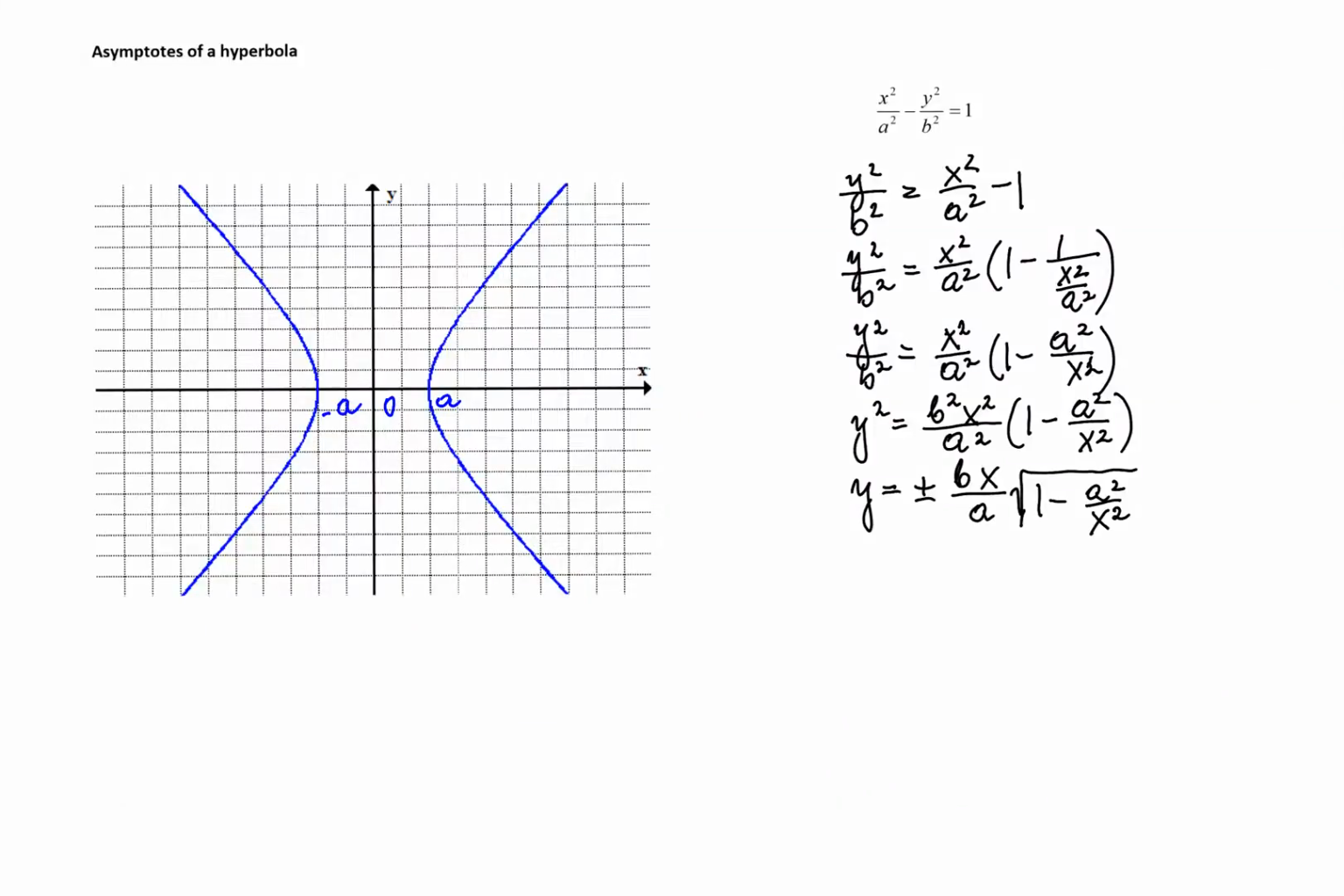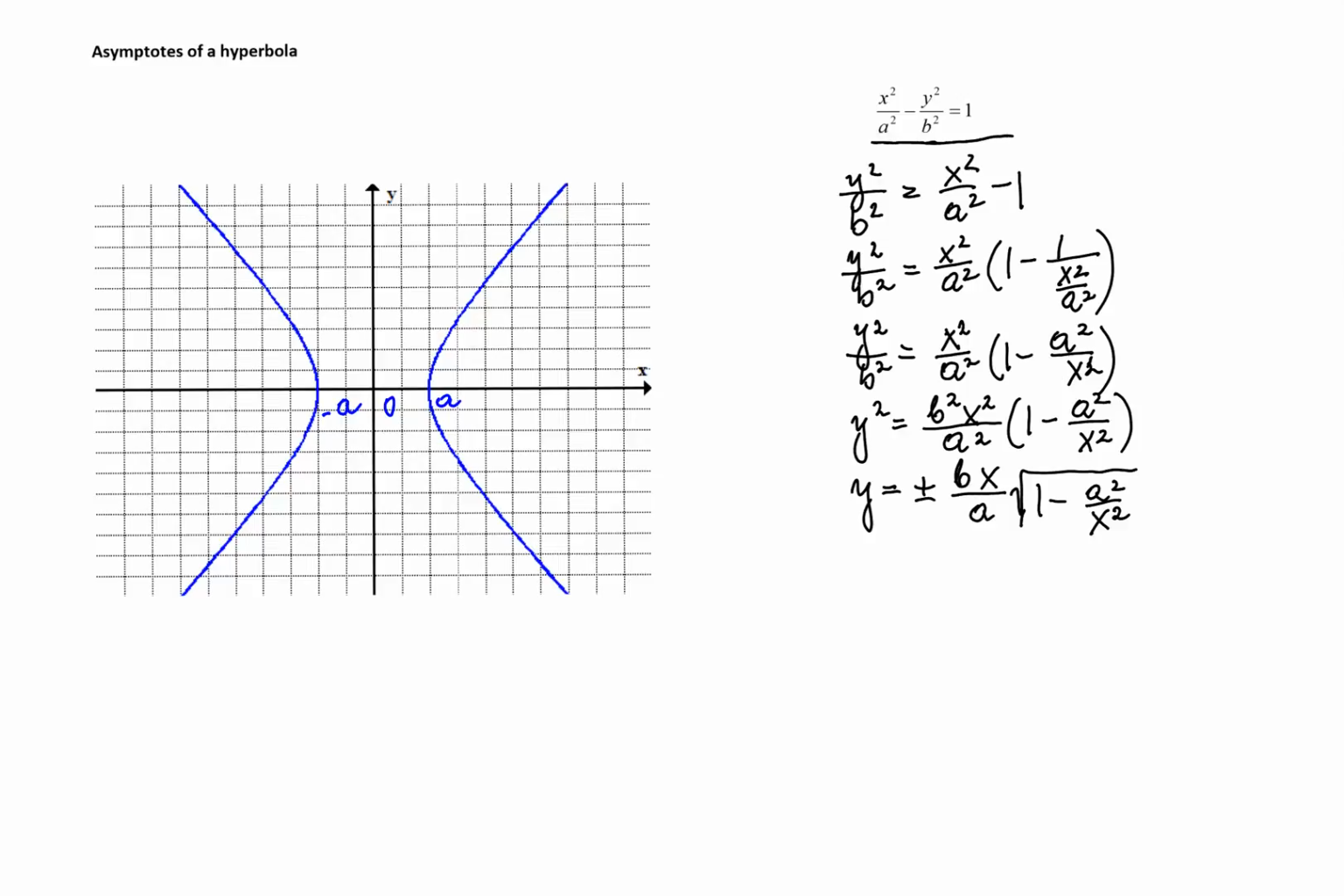Hyperbolas have another property that other conics do not have. They do have asymptotes. We can't discover those asymptotes by examining the graph, but we can discover them by looking at the equation. So let's look at the equation of a hyperbola with center at (0, 0) and foci on the x-axis.